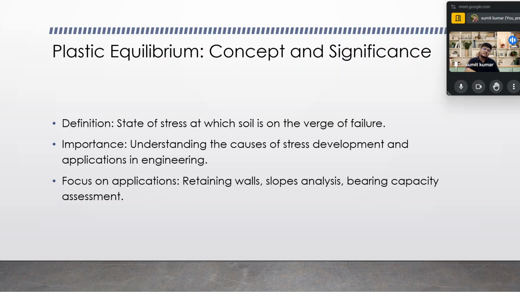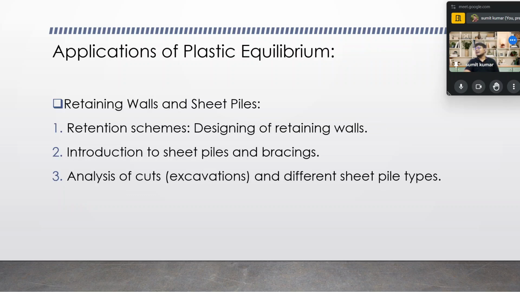When we talk about the importance, we say that understanding the cause of the stress development and the application in engineering. Retaining wall, slope analysis, and bearing capacity assessment are some of the main applications of plastic equilibrium, and its application in retention schemes like the design of retaining walls and sheet pile walls, bracing, analysis of cut excavation and the different sheet pile styles are some of the most important implementations.